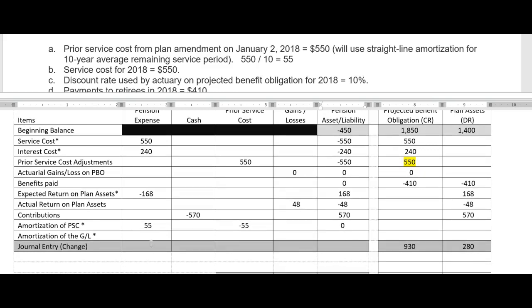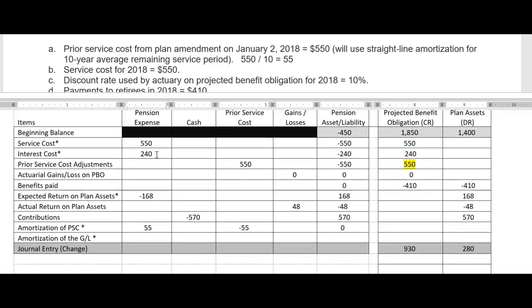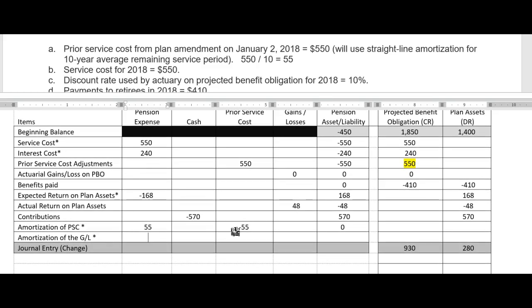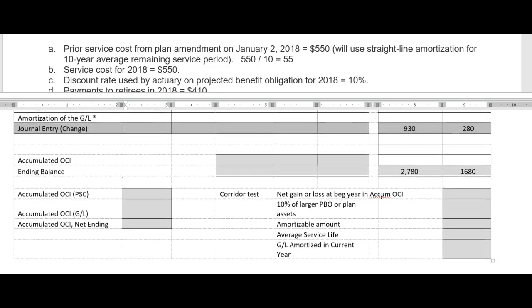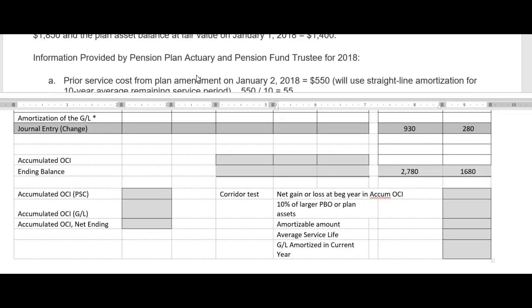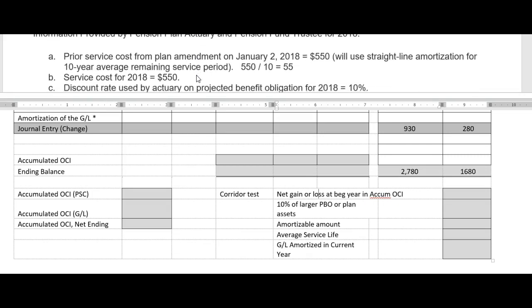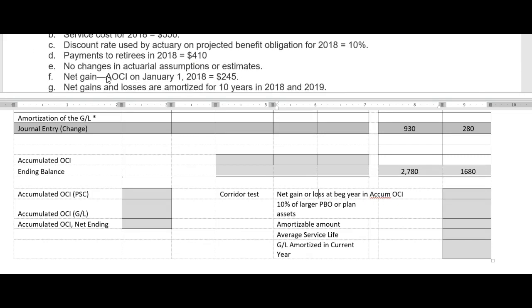All right, and then the last thing that impacts the pension expense is the amortization of any prior gain or loss. Now, to do this, we have to do what we call the corridor test. The corridor test tells us to take the net gain or loss at the beginning of the year in accumulated OCI. So what was our beginning balance in accumulated OCI? Well, let's go up here. Somewhere it's going to tell us what our beginning balance is. There we go. We had a beginning balance in the accumulated OCI on January 1st of 245.